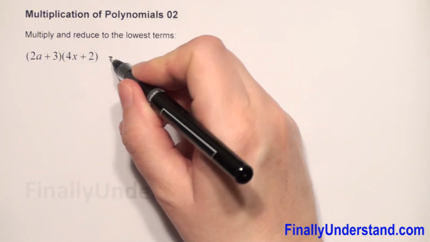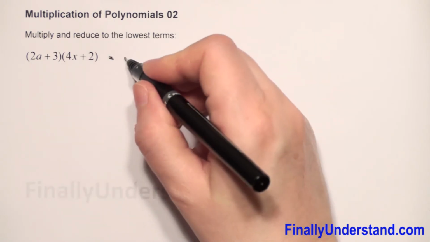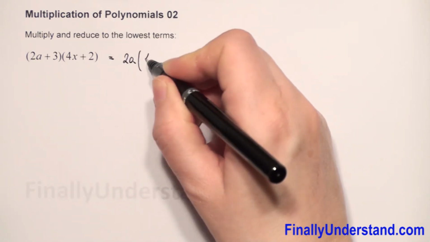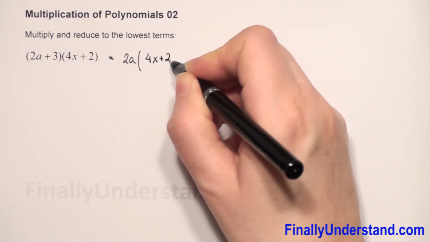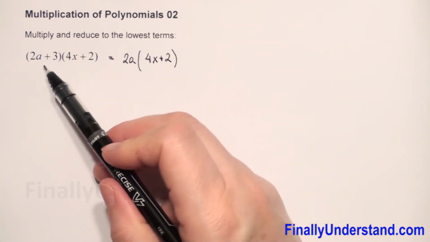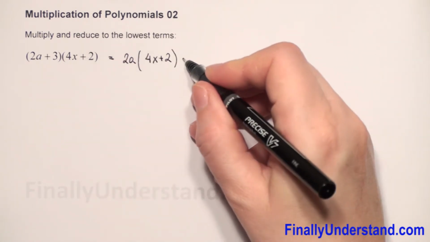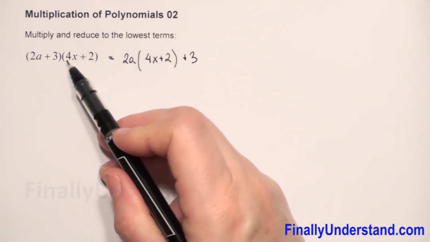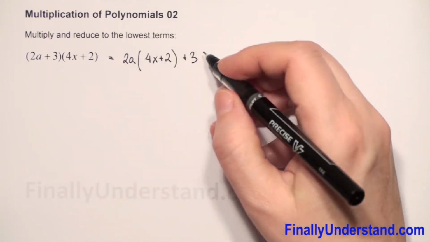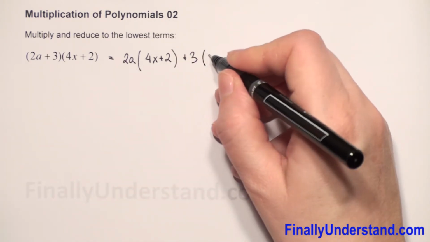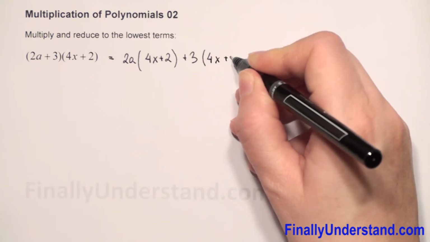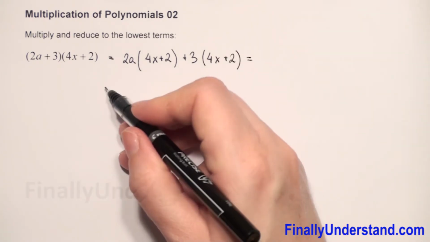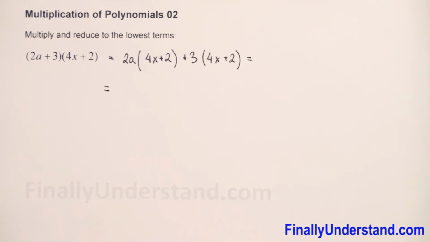parenthesis. So this is equal, we have 2a times 4x plus 2, and next we have plus 3. We have to multiply 3 by every term in the second parenthesis. So we just open parenthesis and we copy 4x plus 2. So this is equal.